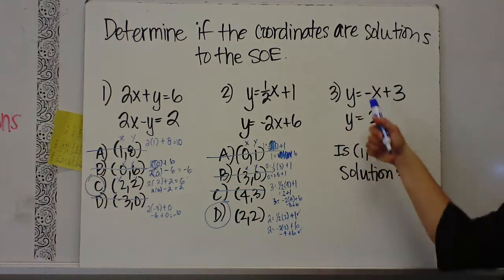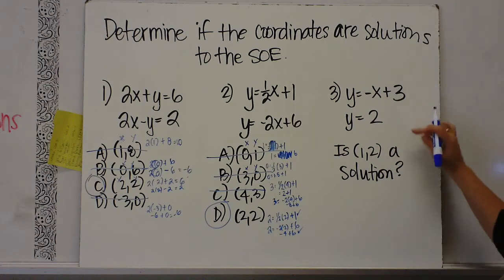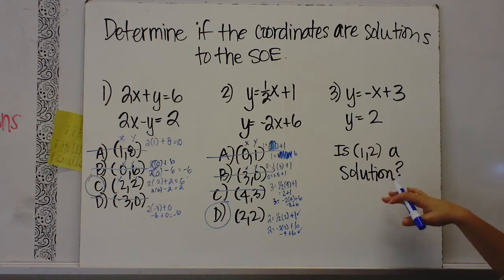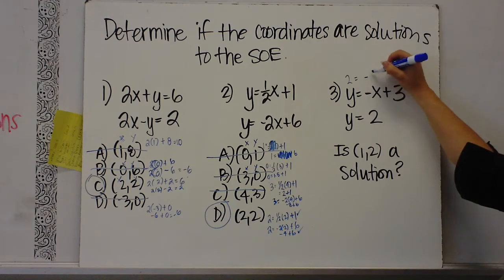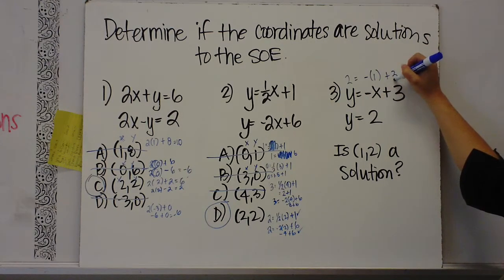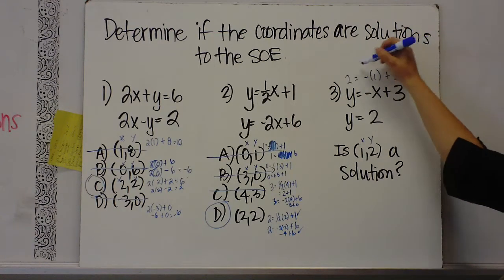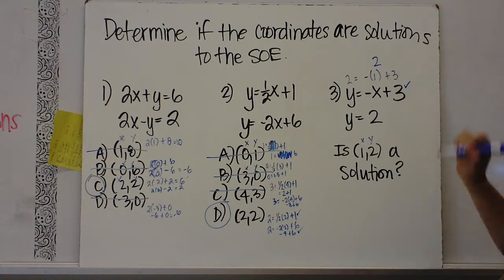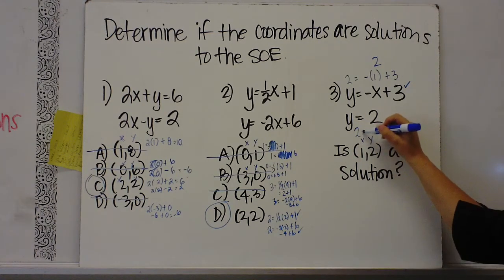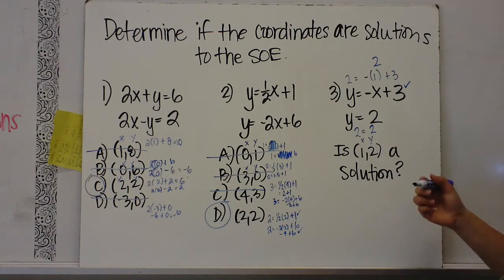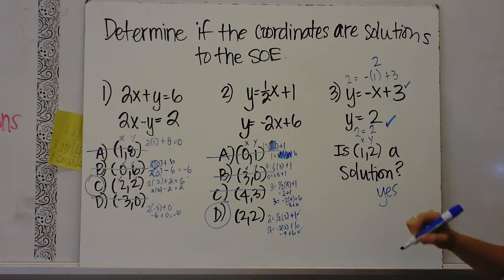All right, number 3. Y equals negative x plus 3 and y equals 2. Here is your system of equations. And is 1, 2 a solution? So we need to plug it in. So we plug in 2 here and 1 here, because this is your x value and this is your y value. Negative 1 plus 3 is 2, so it works for here. Now we need to plug it in here. So this is your y is 2. There's no x, so I don't plug anything in, and is 2 equal to 2? Yes. So the answer is yes, it is a solution.